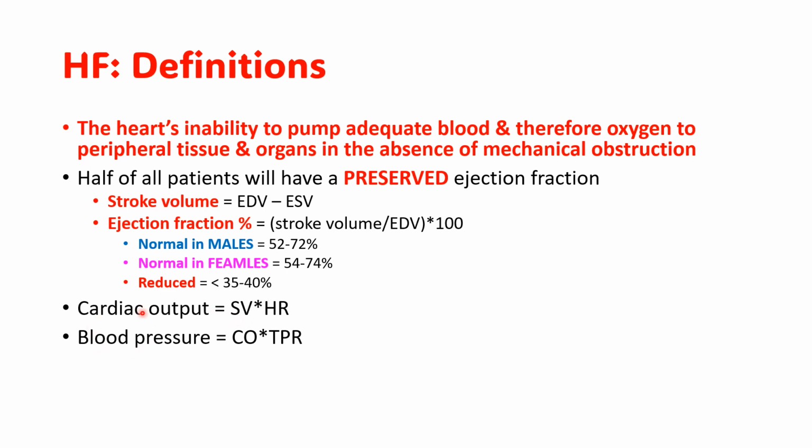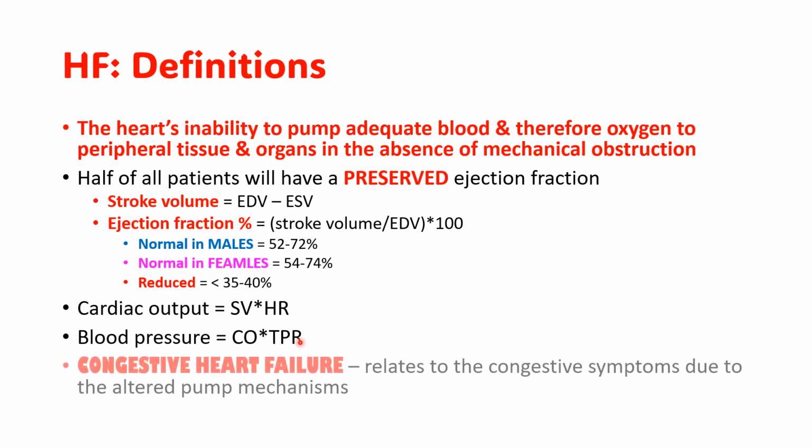And then we have some other definitions here. So we have cardiac output, which is stroke volume times heart rate. And then from this, when we've calculated the cardiac output, we can work out an estimate of the patient's blood pressure, which is cardiac output times total peripheral resistance, also sometimes known as systemic vascular resistance. So it's basically the resistance within the blood vessels.